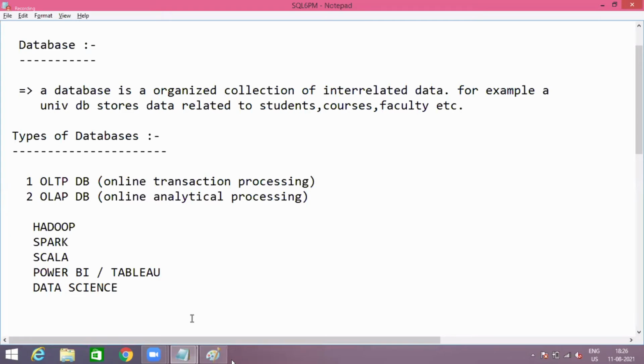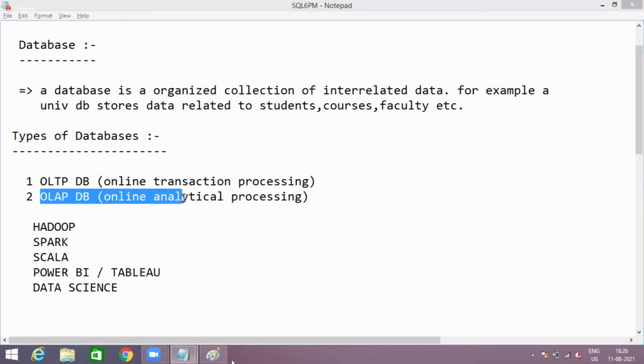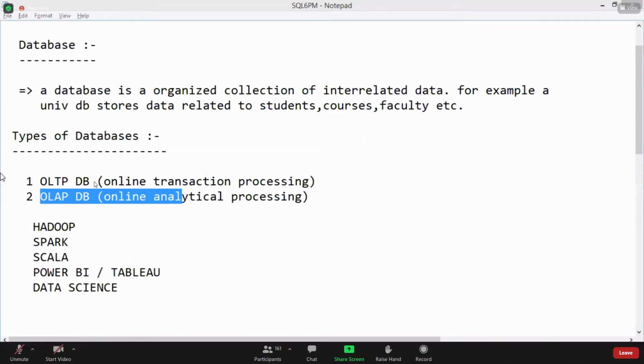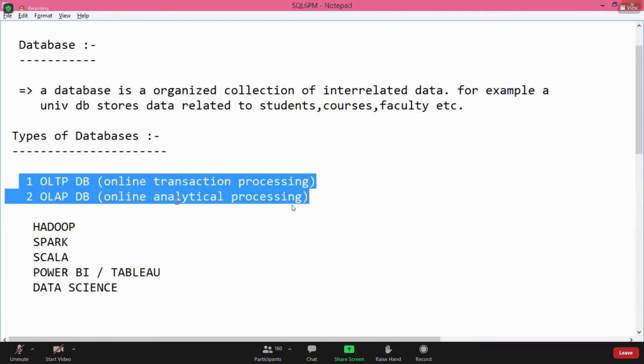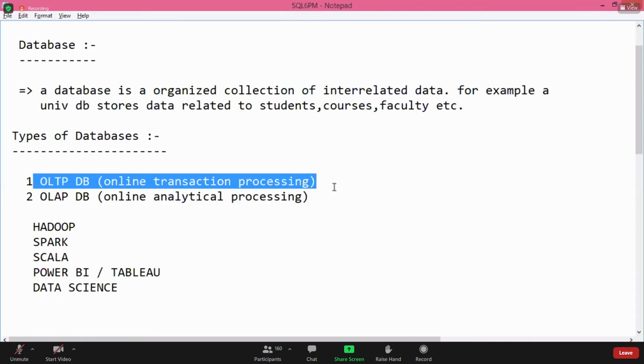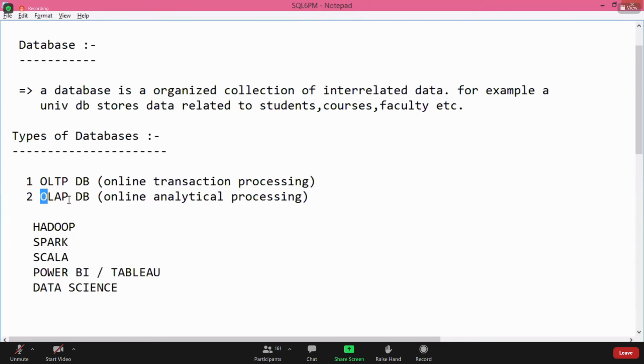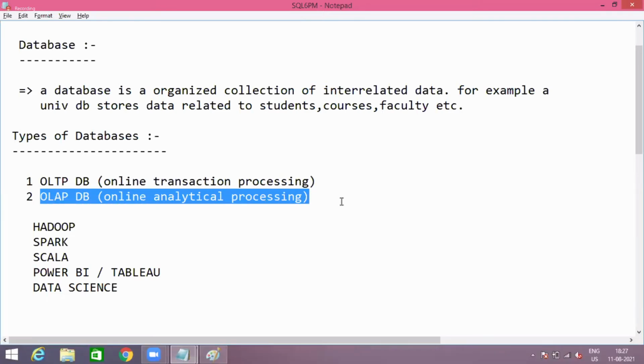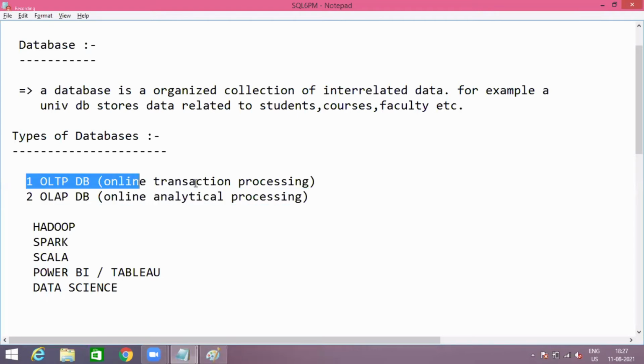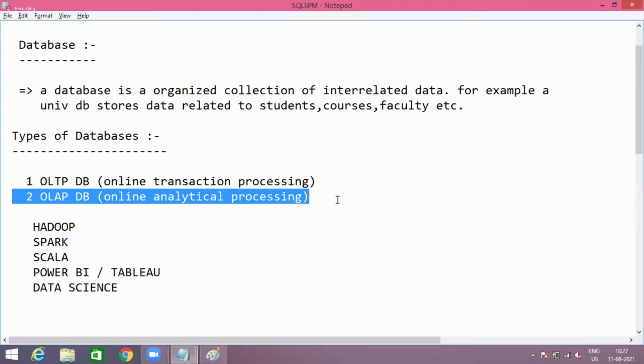Then tell me, what is SQL Server? Which category does SQL Server come under, OLTP or OLAP? SQL Server belongs to both. Using SQL Server, we can store day-to-day transactions, and we can also analyze the data.